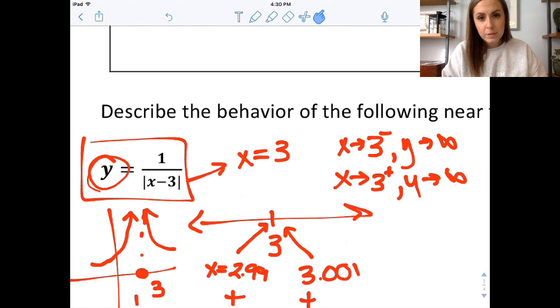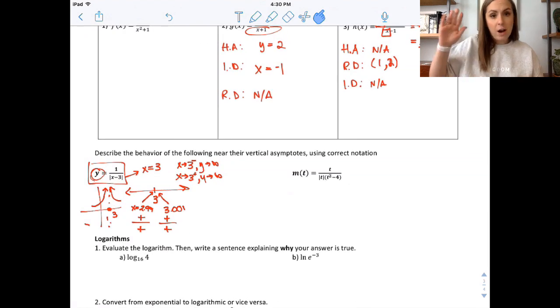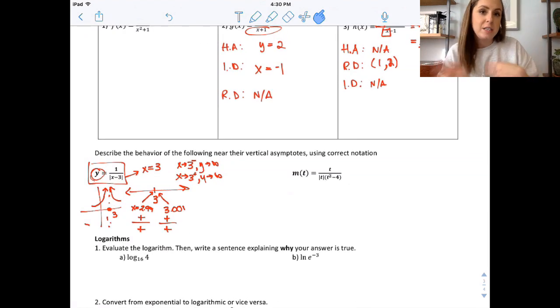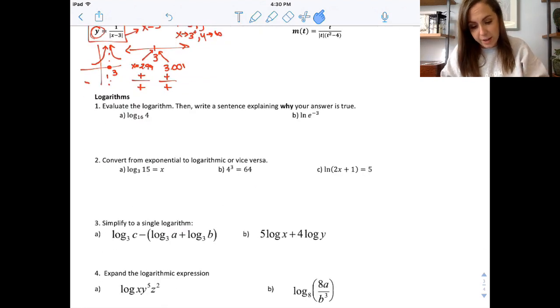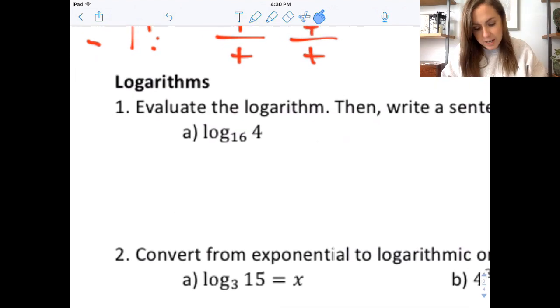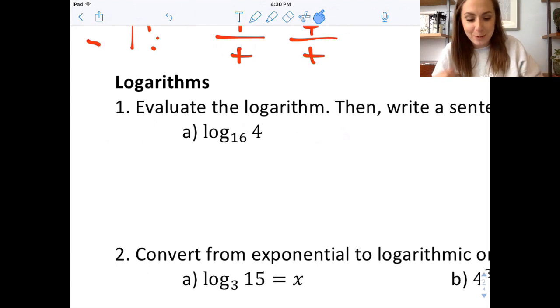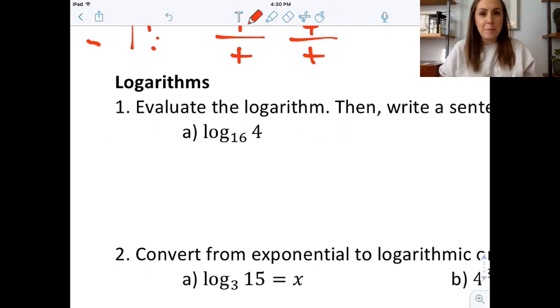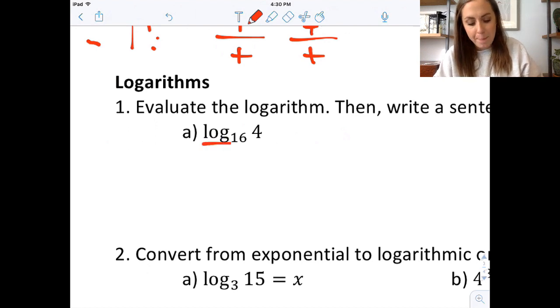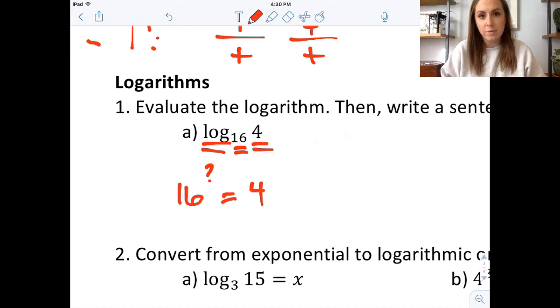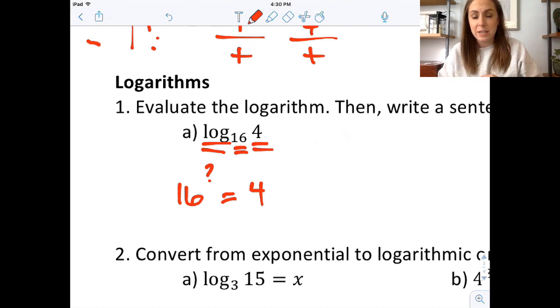All right, let's talk logs. Let's make sure we can convert and condense and expand. And then we're going to get into trig. So let's start with evaluating. So with evaluating, I want you to remember that logs are, say it, I hope you said exponents, right? Logs are exponents. So if I'm evaluating, that's what I'm asking you. I'm saying what power of 16 equals 4? Or in other words, 16 to what power is 4, right? That's where the converting thing comes from. So, well, the square root of 16 is 4. So this would actually equal 1/2.